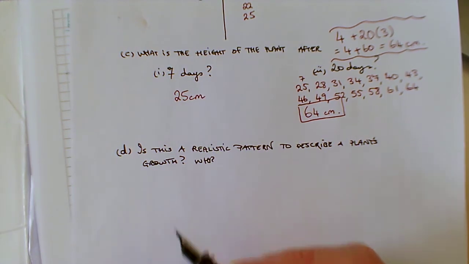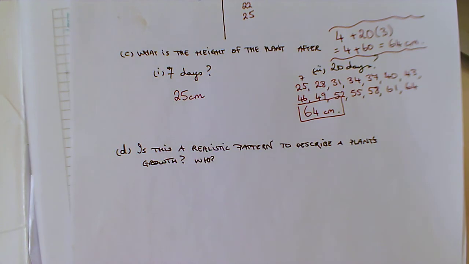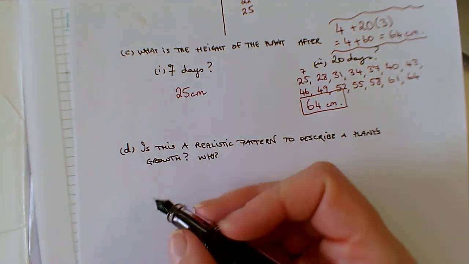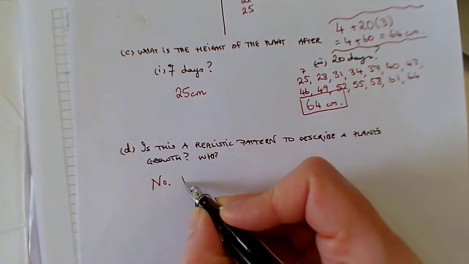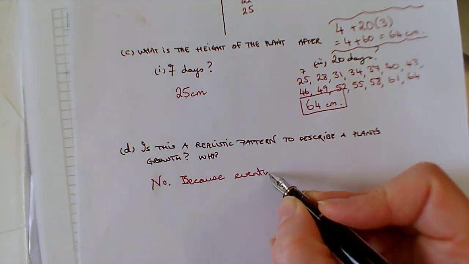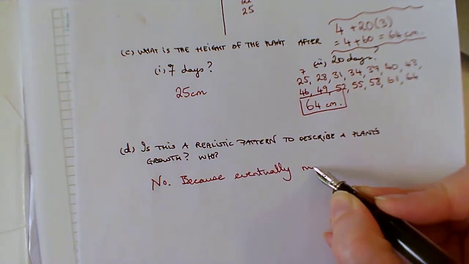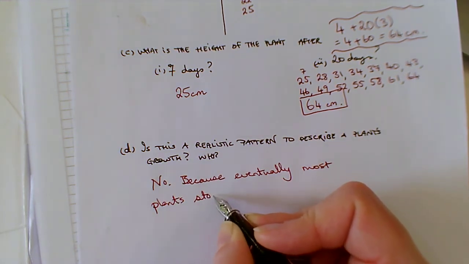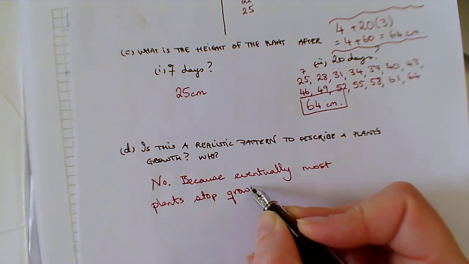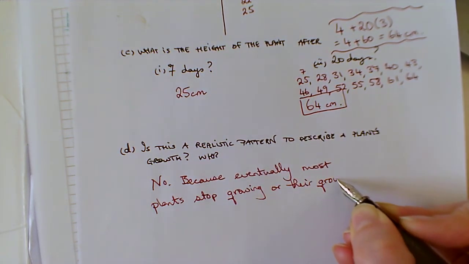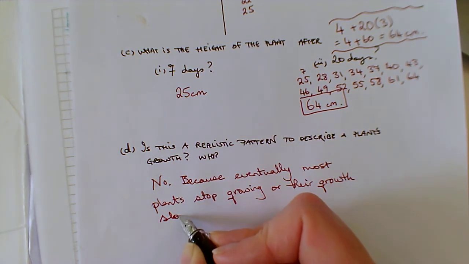Especially what would happen after 100 days? It would be 304 centimeters. It would be twice the height of a person. And we know for sure that most plants don't grow like that. So, no, because eventually most plants stop growing or slow down.